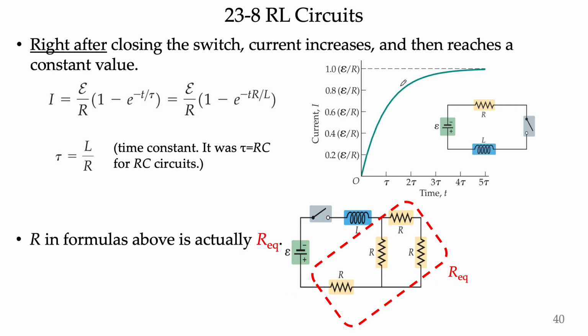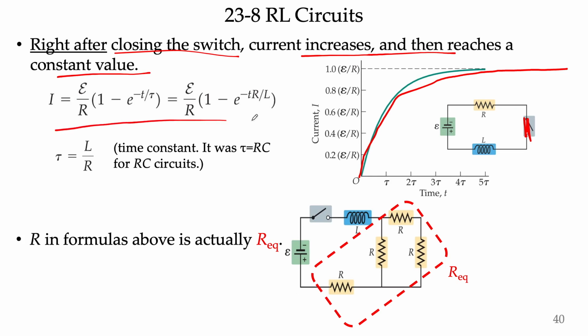Okay, so what happens right after closing the switch? Well, basically, now let's say the circuit was open. Let's go in the opposite direction. Let's say initially it was open, so no current. And now you close the circuit. Now there's going to be current. Of course, initially it was zero, and the current will rise as time moves on, and it's going to rise to a constant value. So the current increases and it reaches a constant value.